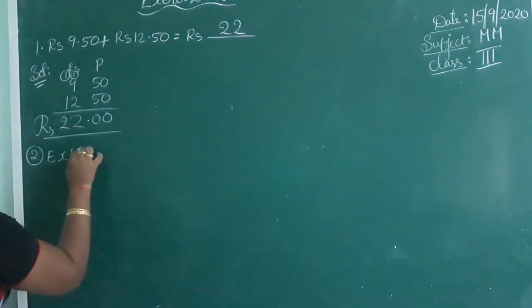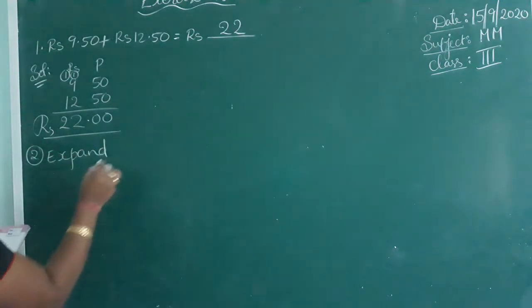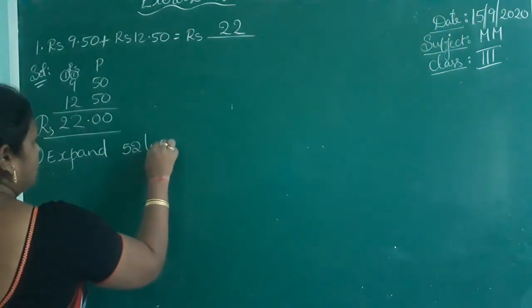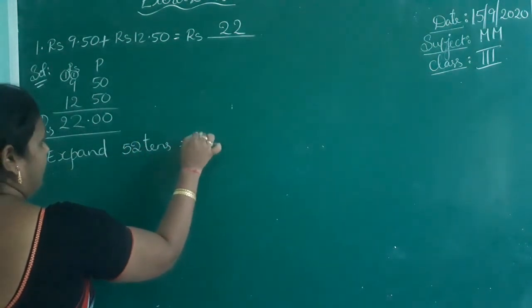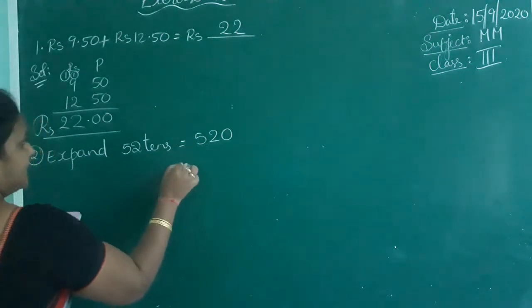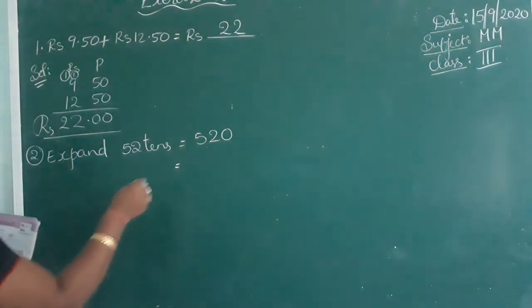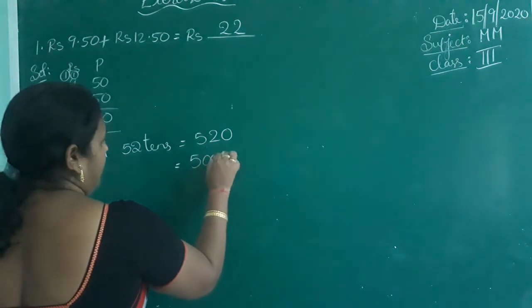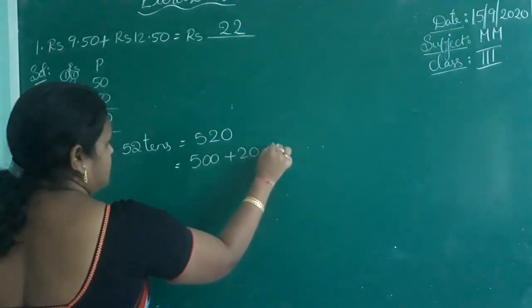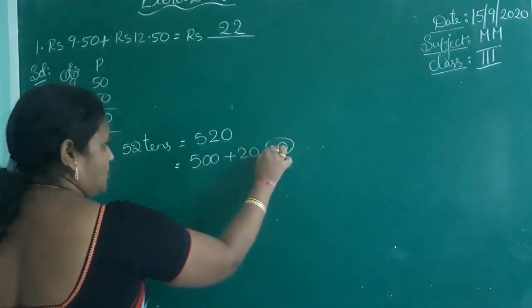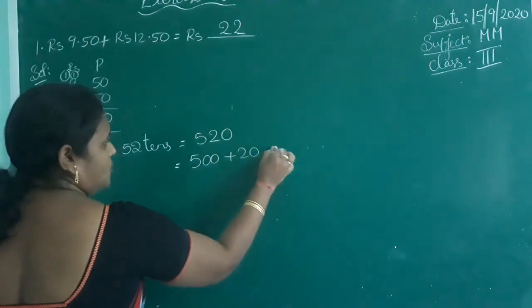Expand 52 tens. What is 52 tens? 520. They are asking us to write the expanded notation of that number 520. What is 52 tens? 520. Write the expanded notation of that number: 500 plus 20 plus 0. No need to write this 0 also. If you write it, it's not wrong.